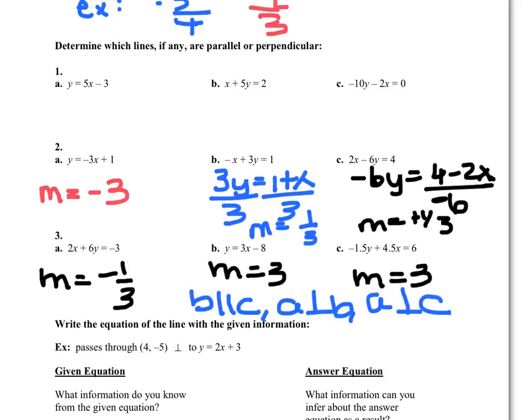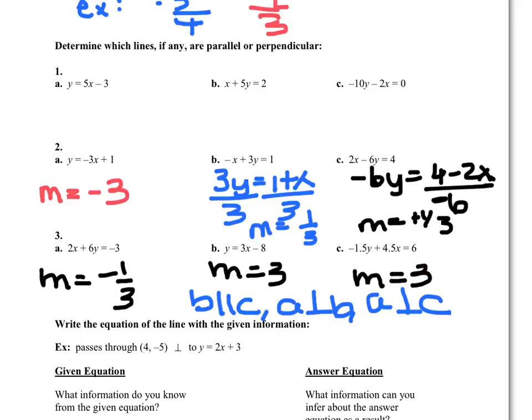In number 3, A, you minus 2x and then divide by 6, you get a slope of negative 1/3. B, it's in slope-intercept form. The slope is 3, which is the opposite reciprocal. That means A and B are perpendicular. C, you would minus 4.5x and then divide by negative 1.5, which comes out to 3. So B and C are parallel. They have the exact same slope.